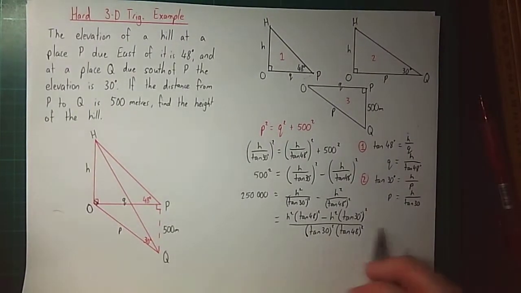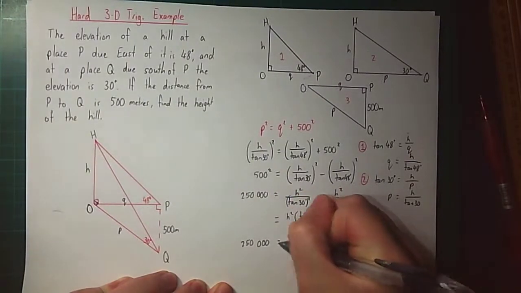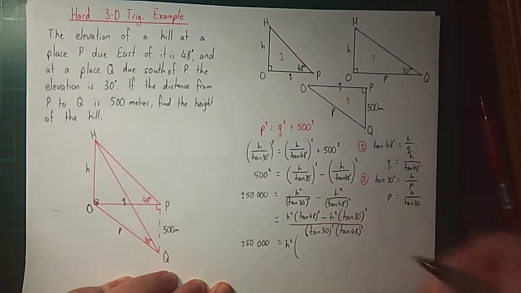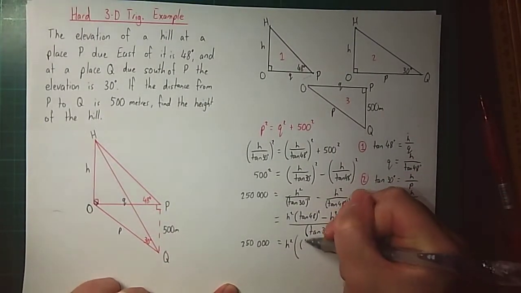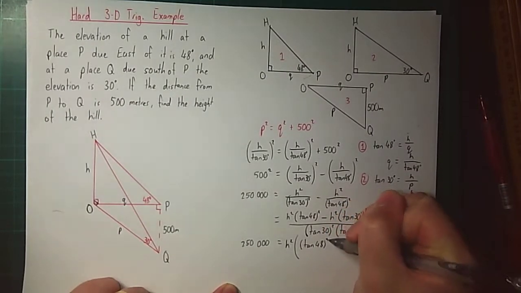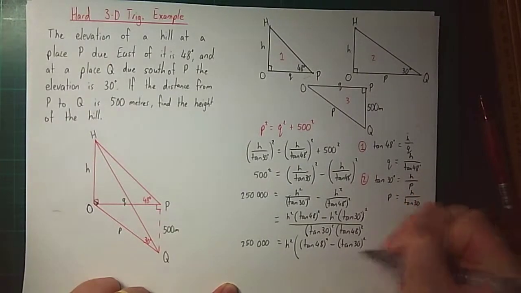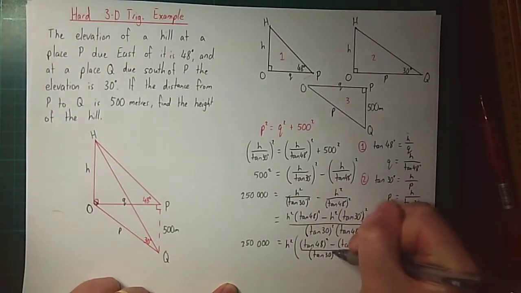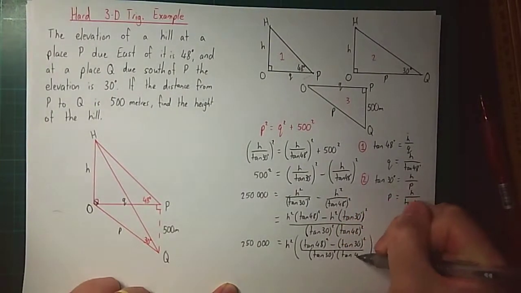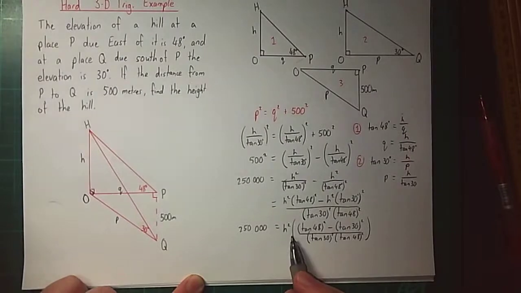We want to get H by itself, and we can see that there's a common H squared on the top there. So we'll have 250,000 equal to H squared on the outside of this whole fraction, what's left. So we're going to have tan of 48 squared minus tan of 30 squared, all over tan of 30 squared times tan of 48 squared.